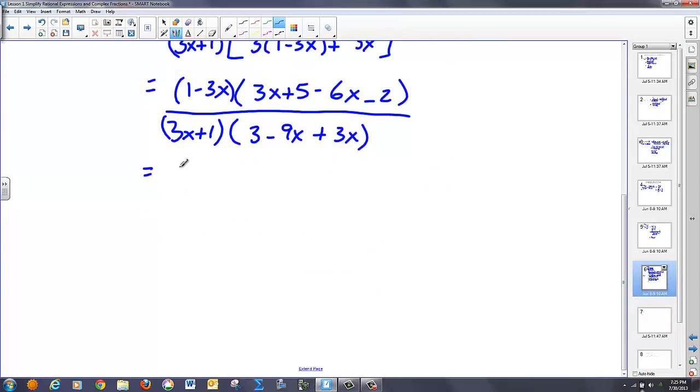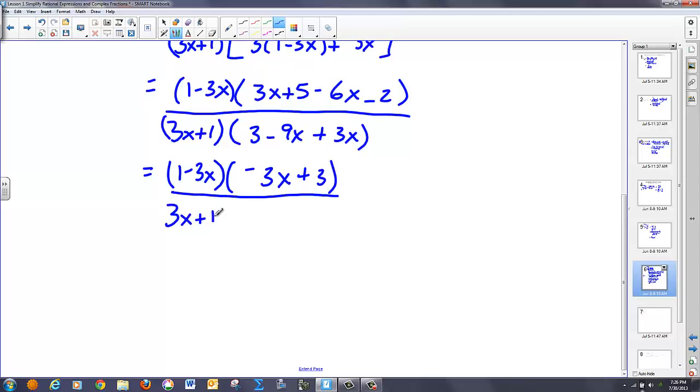We end up with 1 minus 3x times negative 3x plus 3, and then 3x plus 1 multiplied by negative 6x plus 3. This can be factored out a little bit more.